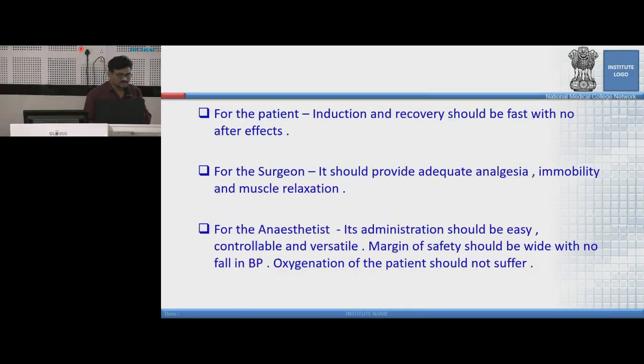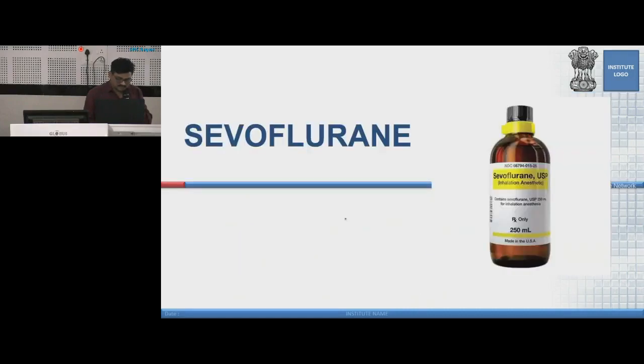For the patient, induction and recovery should be fast with no after effects. For the surgeon, it should provide adequate anesthesia, immobility and muscle relaxation. For the anesthetist, it should be easy to administer, controllable and versatile. Inhalational agent, one by one I will describe the volatile agents. First, sevoflurane.